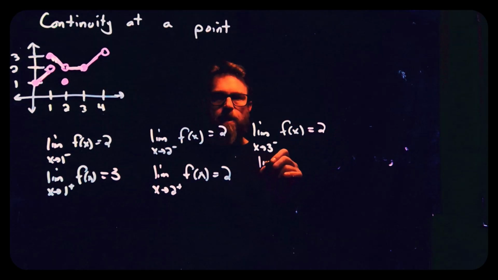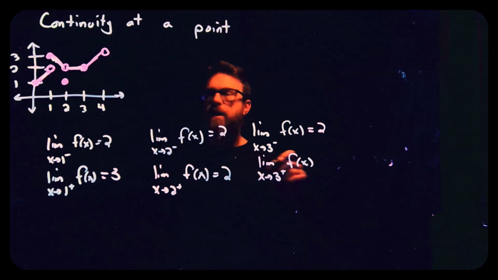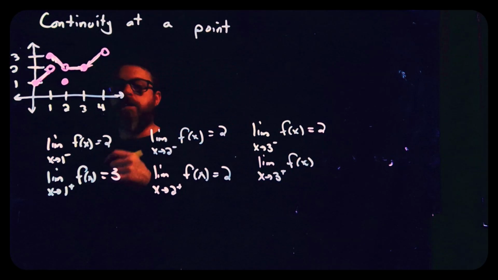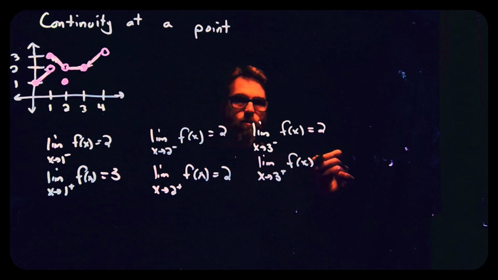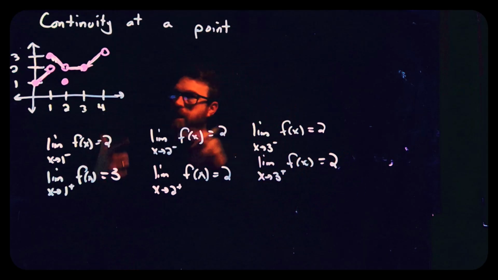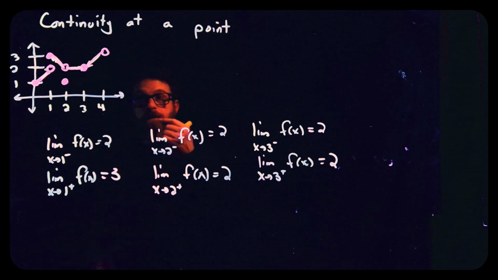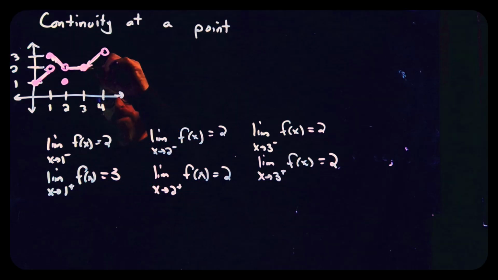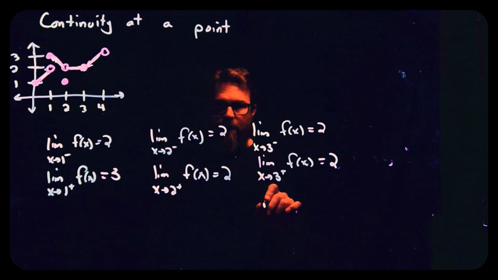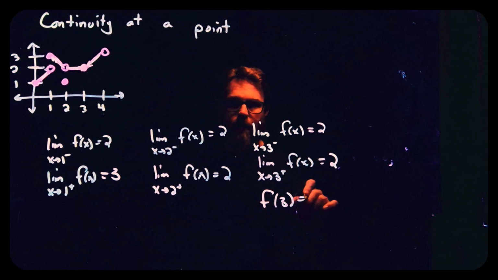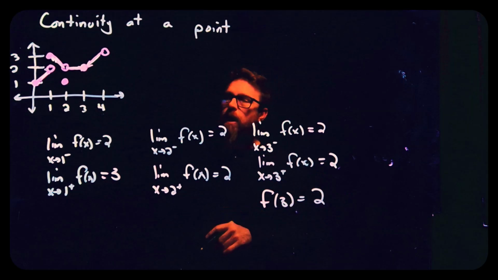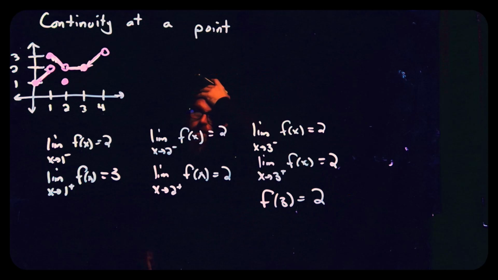And then the limit as x approaches 3 from the right-hand side of f of x is, as I approach from the right-hand side, I can see that this is also 2. So I can see that the limits exist. Furthermore, I can see if I plugged in x equals 3, if I evaluate this function at 3, this is also equal to 2. So this must be it then.